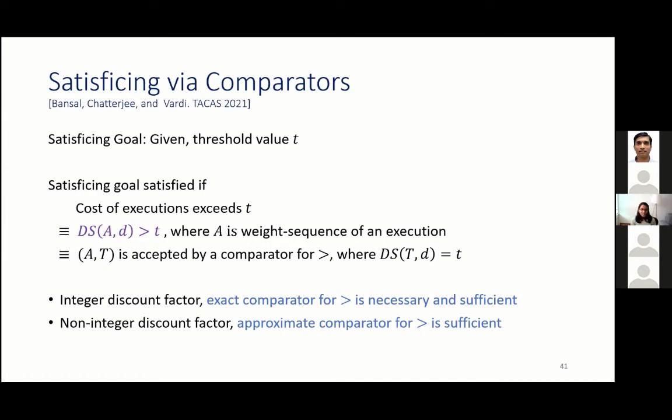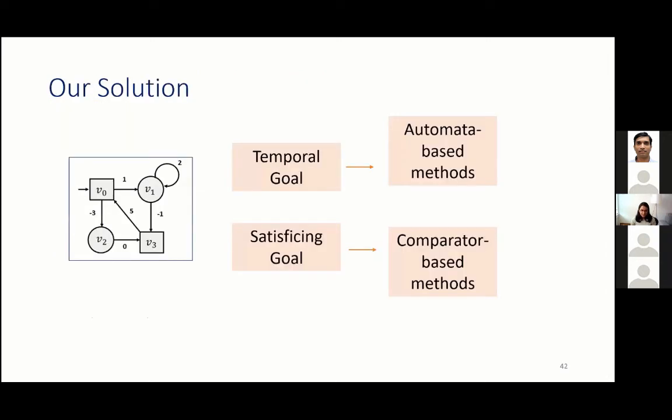So what we have been able to do using comparators is take this quantitative goal of ensuring that the cost exceeds the threshold value and reduce it to a qualitative goal of membership of the sequence A comma T in a comparator. And that's exactly how we will design our algorithm.